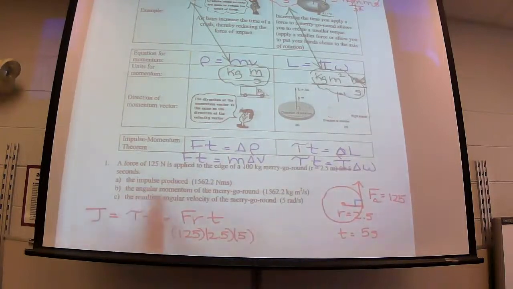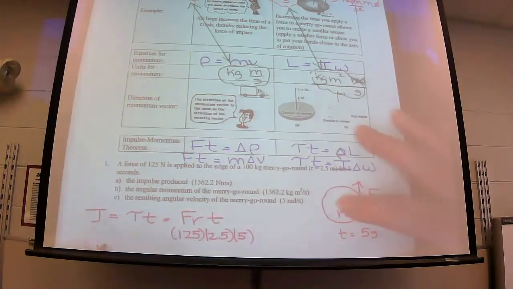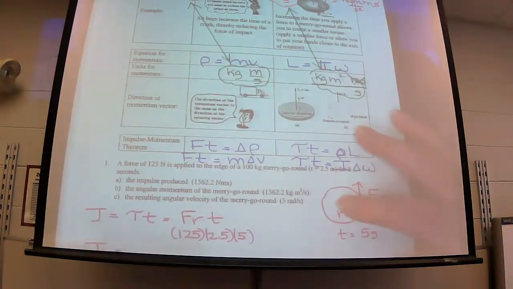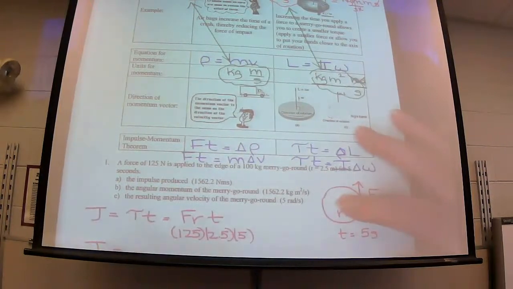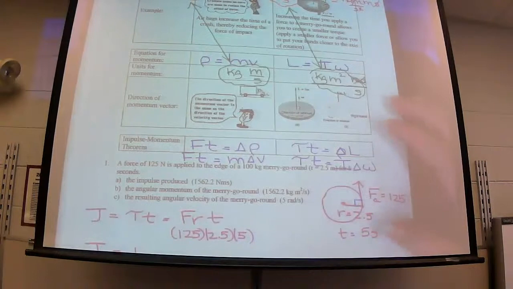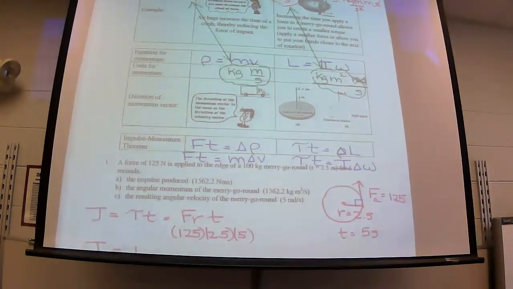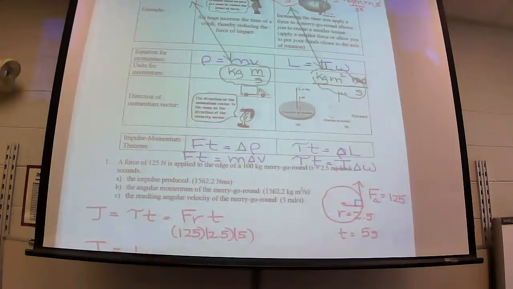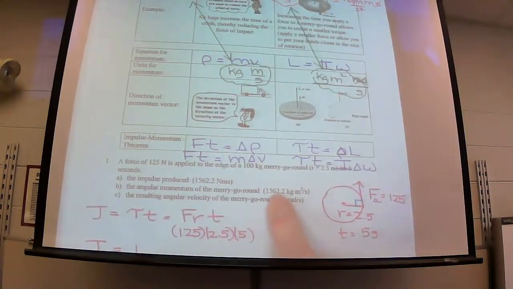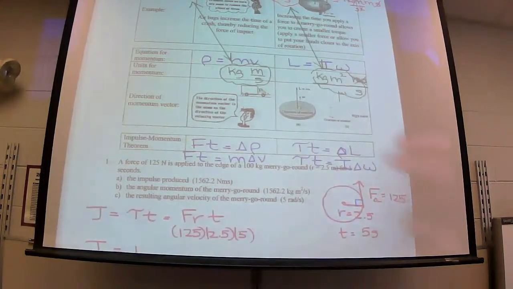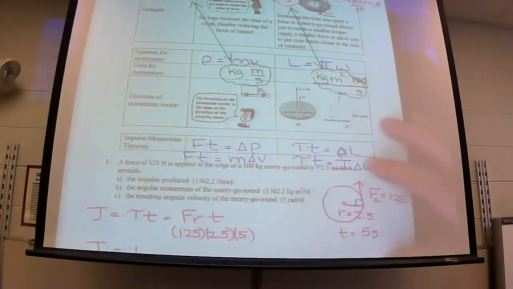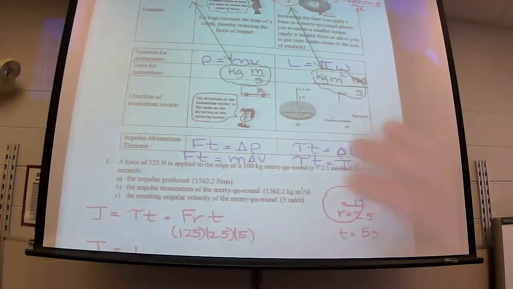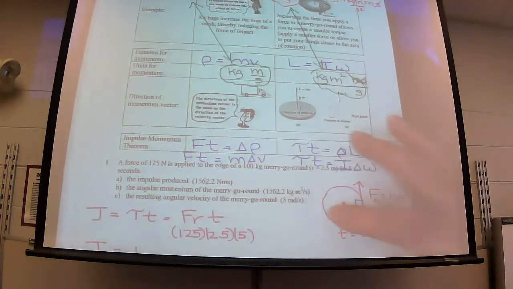All right, what is the angular momentum of the merry-go-round? Well, impulse equals momentum. That's the impulse momentum theorem. So if you know the impulse, you know the angular momentum. So that's why it's the same answer, and I don't have to do anything. All right, what is the resulting angular velocity? Well, that's when I want to break it down. So I know that this answer is 15.